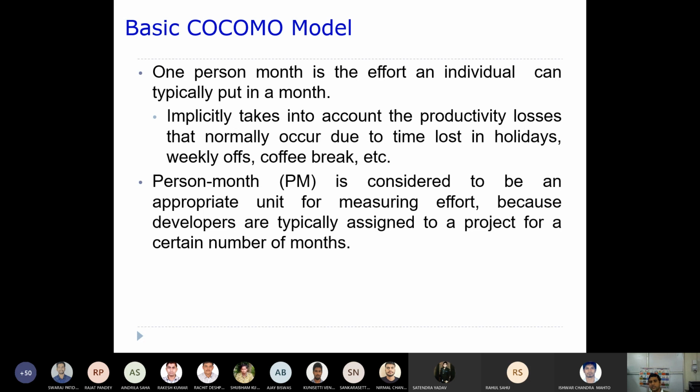Developers are typically assigned to a project for a certain number of months. Maybe they will take 2 months, 3 months, 4 months. Let's say there are programmers; they will take certain months to finish a particular task. That is the reason why it is person-month.